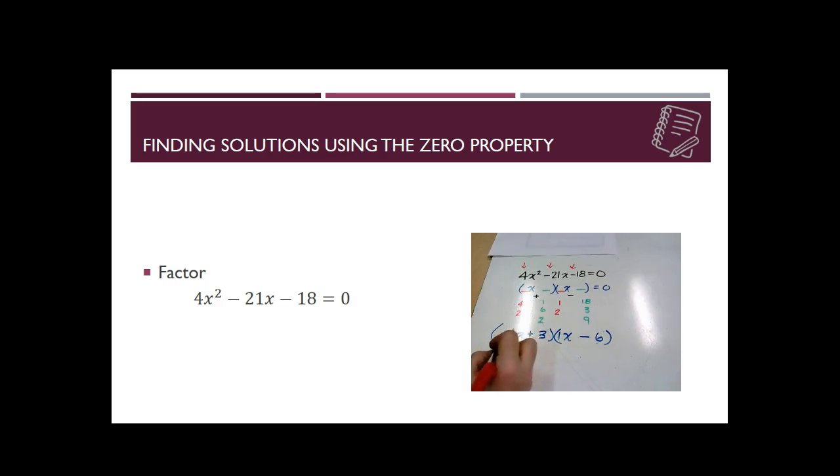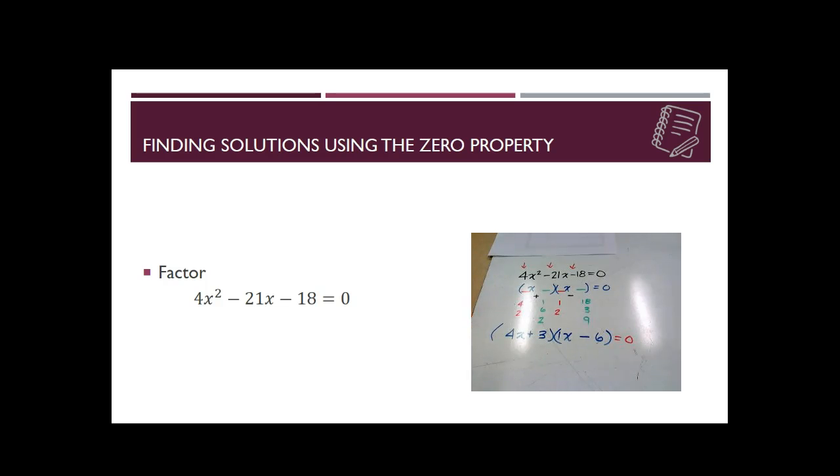So 4x times 1x is going to be 4x squared. My outers are going to be negative 24x. My inners are going to be 3x. My last terms are going to be negative 18. And remember, all of this still equals 0. So I'm going to check my middle here. This is going to add together to be negative 21x. So I'll have 4x squared minus 21x minus 18 equals 0. So I'm in exactly the right spot. I know that my equation is good.